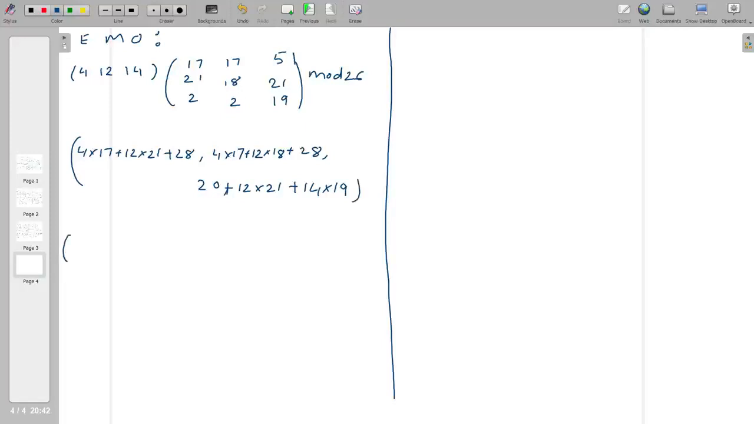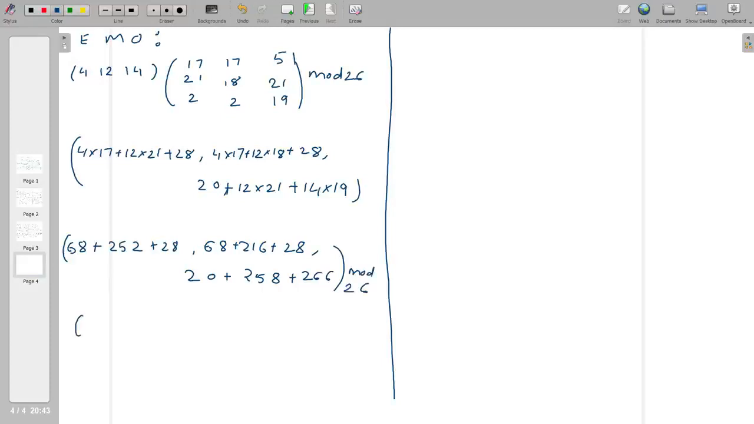So 4 into 17 is 68 plus 12 into 21, which comes out to be 252, plus 28. Then 4 into 17 is 68, 12 into 18 is 216 plus 28, and the last one is 20 plus 12 into 21 is 252 plus 14 into 19 is 266, and it is mod 26. So if we add these three, it comes out to be 348, this comes out to be 312, and this comes out to be 538, and it is mod 26.